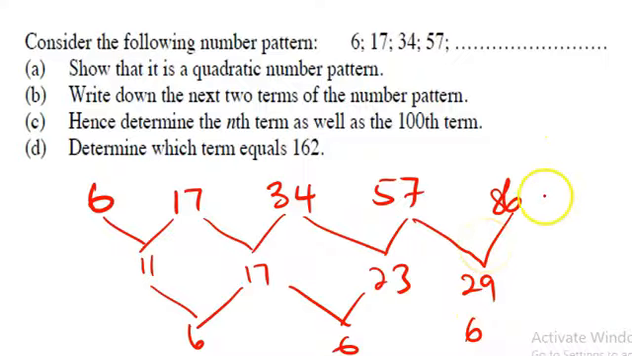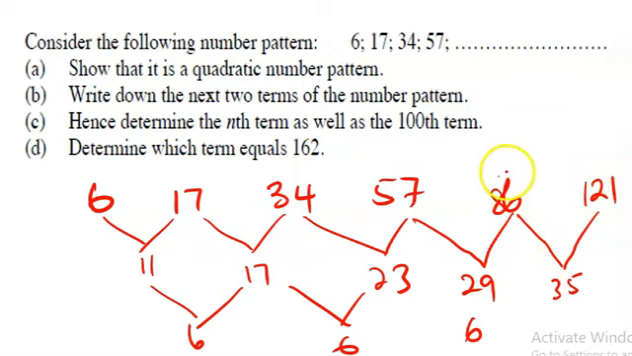Good. And then how do you get the next term? Yes. So the next term is this plus that. 29 plus 86. No, before we do that, we need to find the difference here. So the difference, 6 plus 29, is 35. Then 35 plus 86 will give us 121. So the next two terms of this number pattern are 86 and 121.